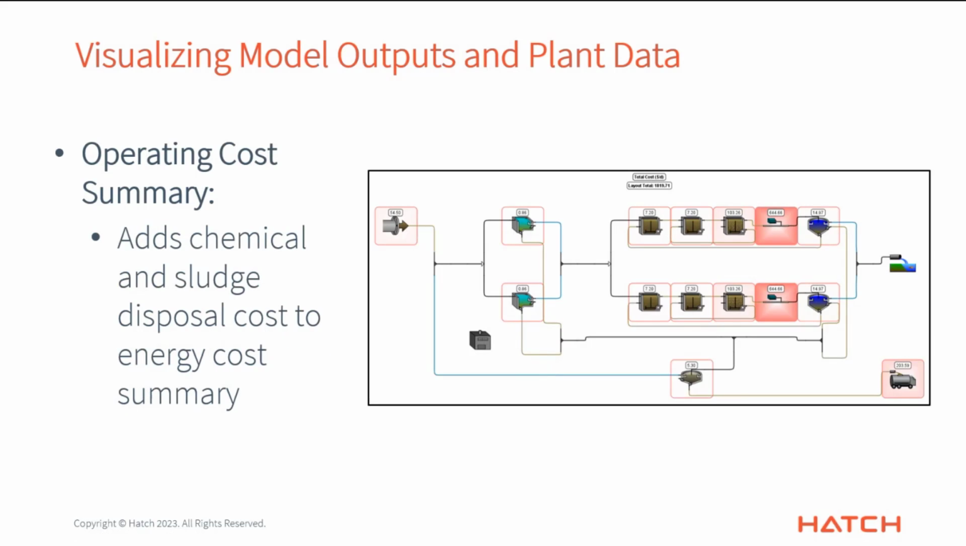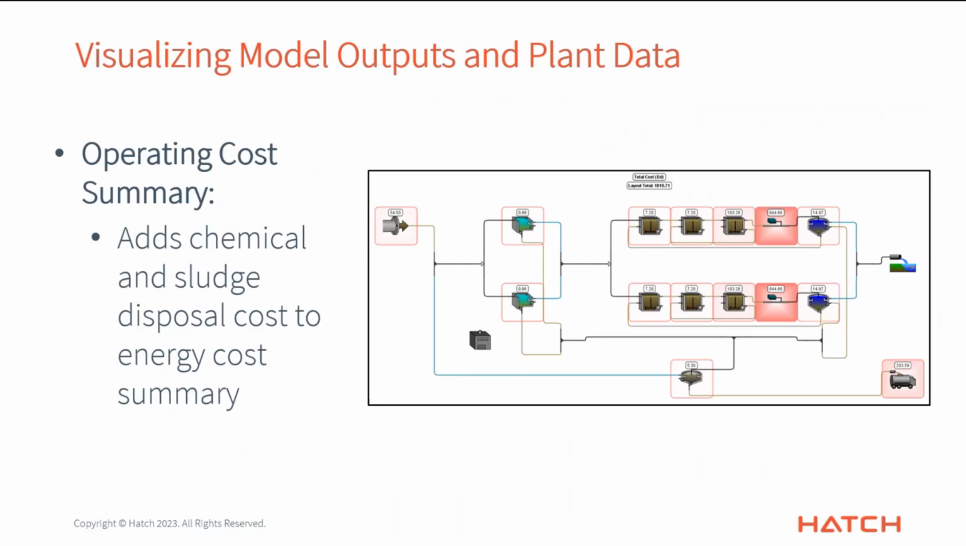Now, the operating cost summary one looks exactly the same. And of course, it is using all of that same information about energy, except now we're multiplying it by the price. And then we add the chemical cost to it. And then we also add the sludge disposal cost to it as well. So ultimately, this is going to be dollars, whereas the previous one was kilowatts. But the functionality of the graph is the same.